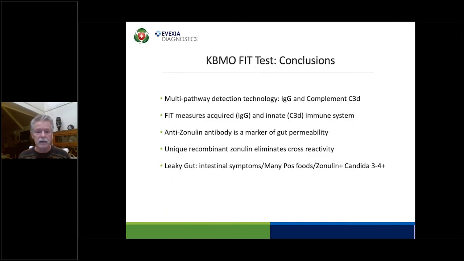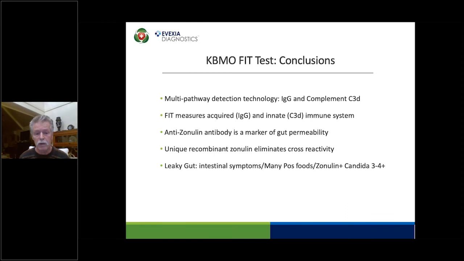In the next slide, here are the real conclusions. The FIT test has multi-pathway detection. We measure IgG, the acquired immune system, and complement C3d, the innate immune system. Other tests only measure the acquired immune system, IgG, so they get only one signal. The FIT test gets two signals. The FIT test measures acquired IgG and innate C3d immune system, as I just said.